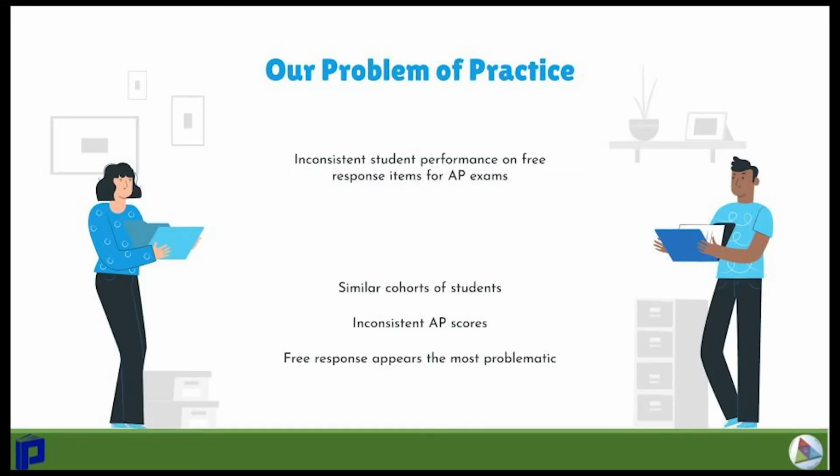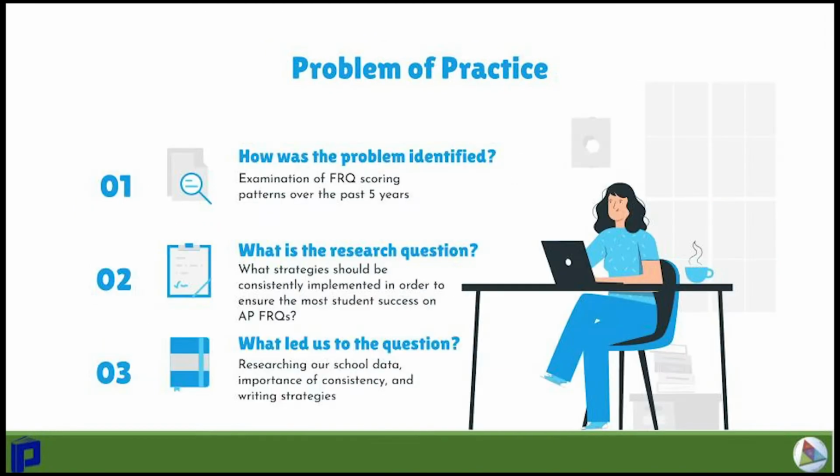In developing our problem of practice, we noticed that students had inconsistent performance on free response items for AP exams. We believed that we had similar cohorts of students, and this performance on the free response items was affecting the consistency of the overall AP exam scores, which was also affecting the students' ability to receive college credit for the courses. In looking at free response scoring patterns over the past 5 years through the instructional planning reports provided by College Board, we identified this problem.